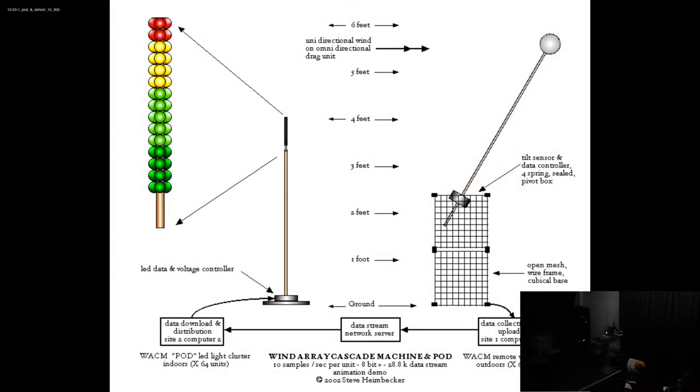So the first installation was a system where there was a one-to-one relationship with the LED cluster that looked like an amplitude meter of a mixing console. And so the greater the tilt, the higher the colors would rise on the light cluster. And this was another thing in those days, in 2003, LEDs had just come on the market and hadn't been used a whole lot. So we used them to create this.